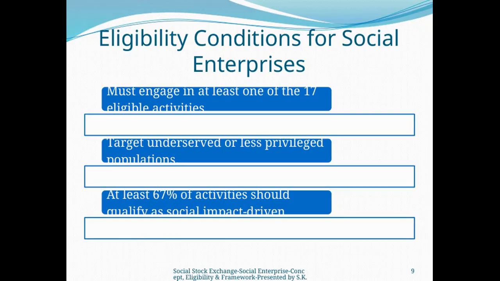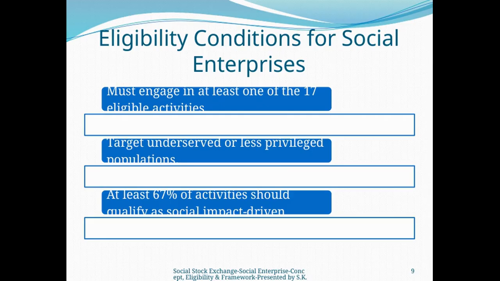Now, let's look at the eligibility conditions for social enterprises within the context of a social stock exchange. These conditions are designed to ensure that only genuine social enterprises are listed, creating a trustworthy platform for investors. First, a social enterprise must primarily aim to address a social or environmental issue, aligning with the broader goal of social impact. It's not just about profit. The core mission should be social good.